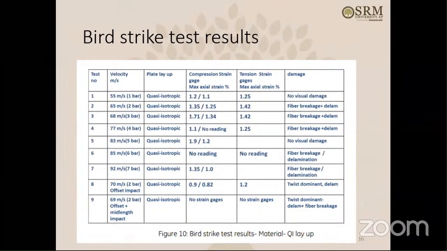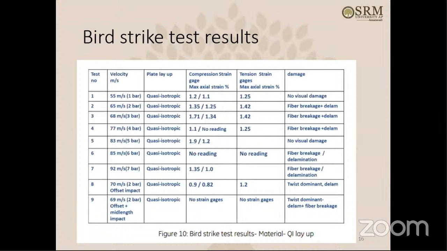You go on increasing these velocities, and you can see that strain levels are changing a lot. They're reaching like 1.3, 1.7, 1.9. Strain levels are reaching high. And also the failure type is changing. So we can see sometimes it's a combination of fabric plus delamination. Sometimes mostly it is a combination.